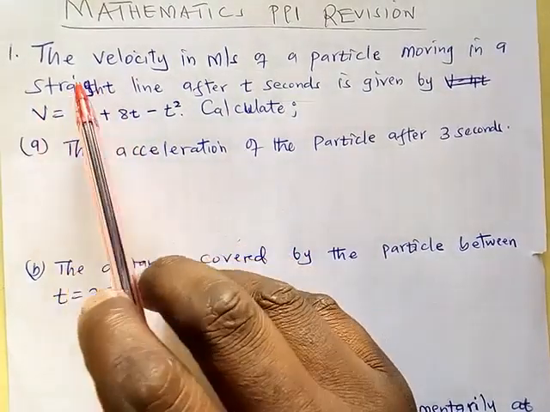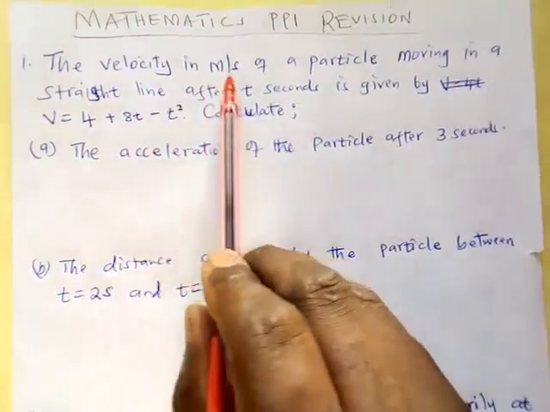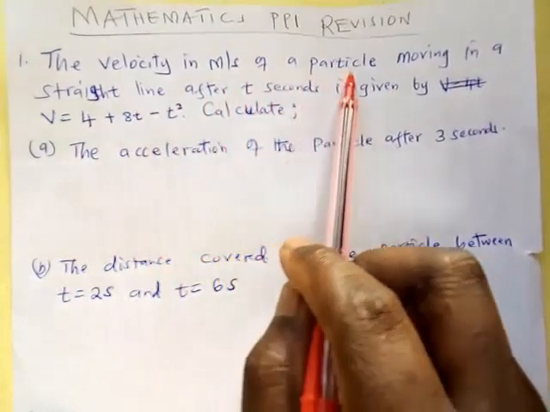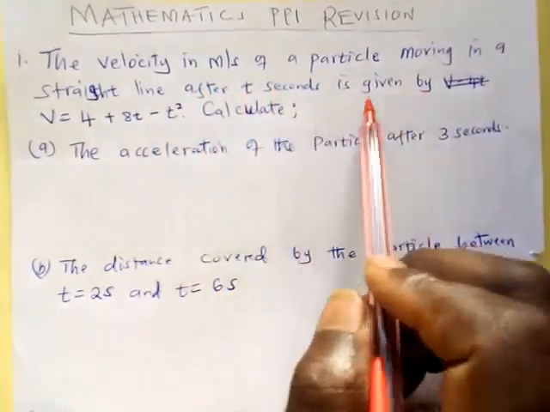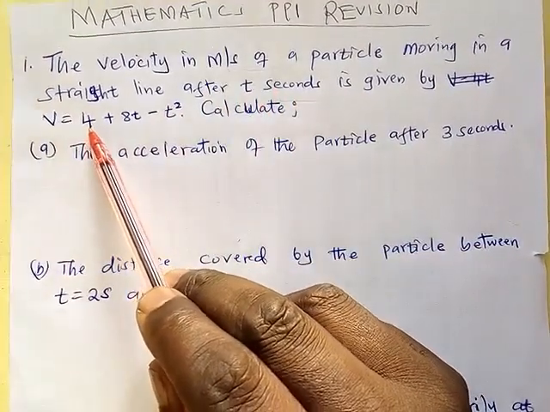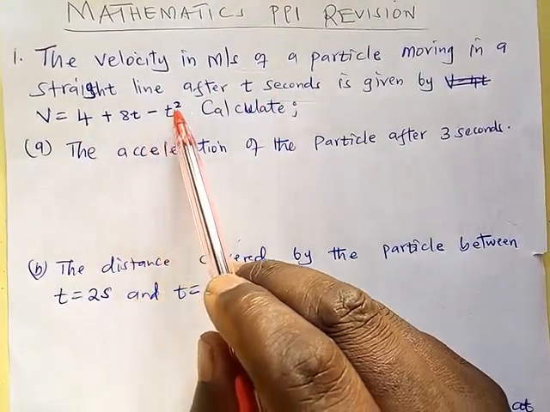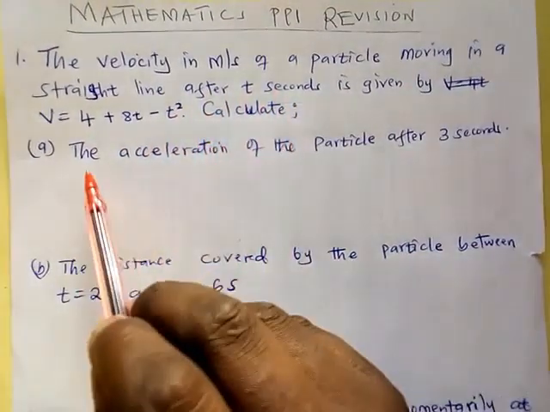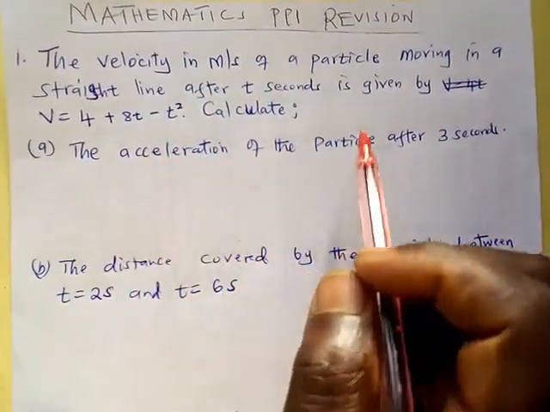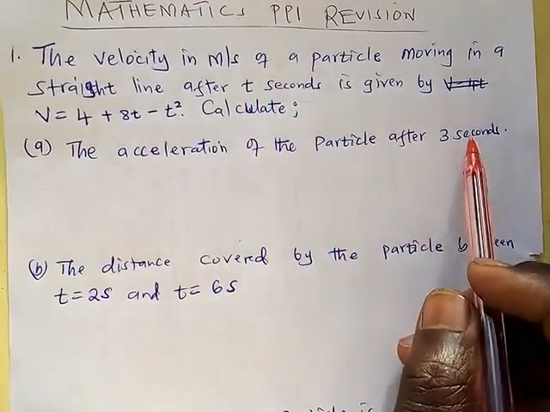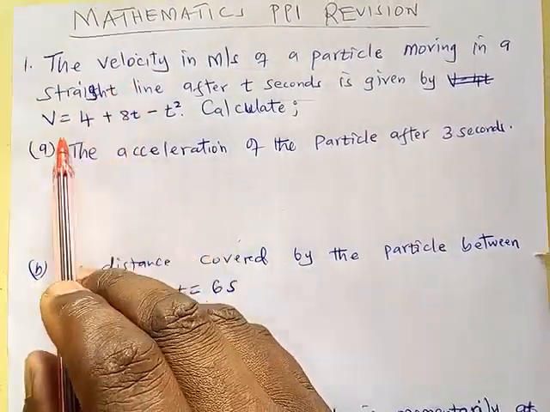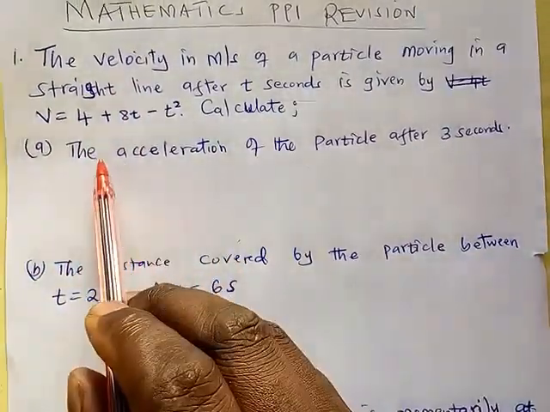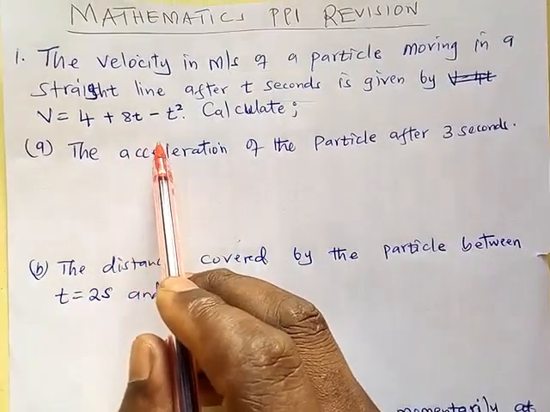Another question is here. The velocity in meters per second of a particle moving in a straight line after t seconds is given by v equal to 4 plus 8t minus t square. Calculate the acceleration of the particle after 3 seconds. Now we have velocity here. We want acceleration. How do you get acceleration?